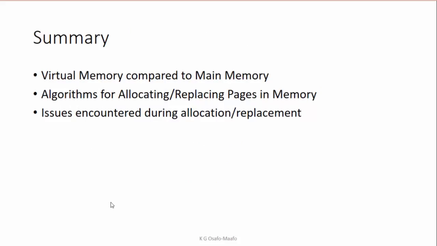So in summary, this is one of the shorter chapters. We have virtual memory, and we can compare that to main memory. Virtual memory is memory from the perspective of the process. From the perspective of the running process, we look at how we replace virtual memory pages. Of course, it relates to main memory, but there are these allocation algorithms. And then we also talked about different issues with allocation and replacement.